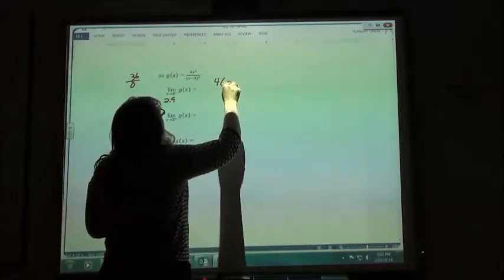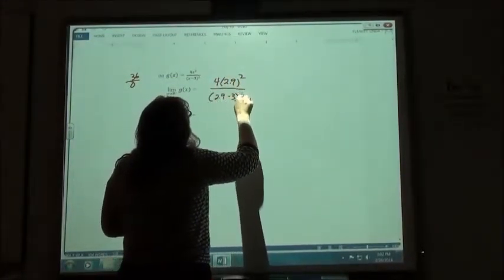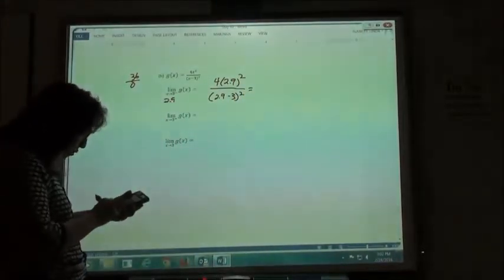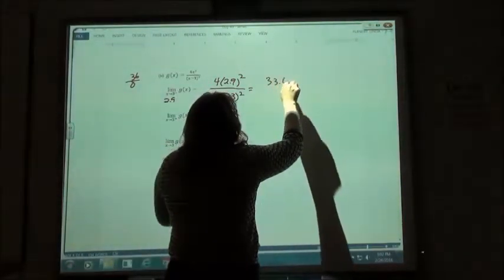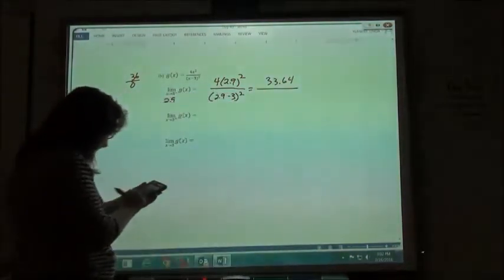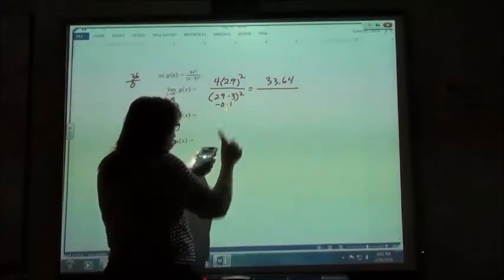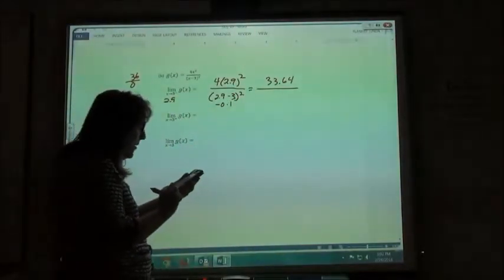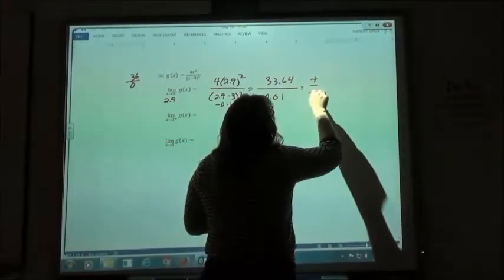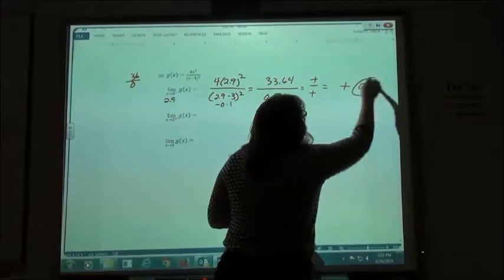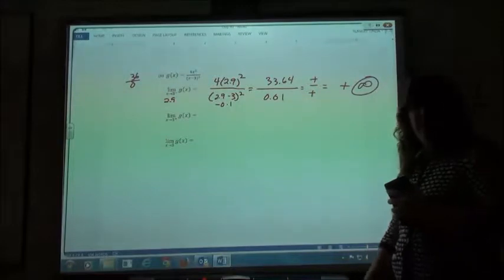So as I approach 3 from the negative direction, a little smaller than 3 would be 2.9. So I'm going to do 4 times 2.9 squared over 2.9 minus 3 squared. 4 times 2.9 squared is 33.64. 2.9 minus 3 is negative 0.1, but when I square that, I get positive 0.01. So I get a positive over a positive, which means I have a positive. So positive infinity is going to be my limit as I approach from the left-hand side of 3.